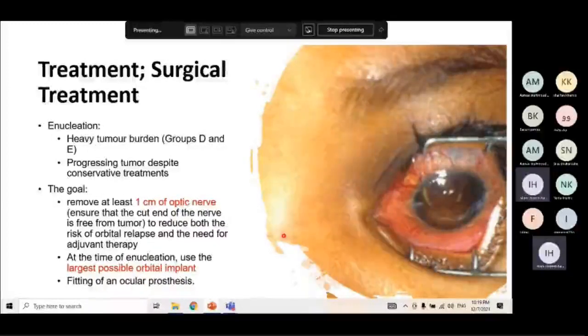And we try to put an orbital implant to compensate for the size of the removed globe, because remember, we remove the eye in a young child, and the orbital implant will replace that volume and help the growth of the face, because if you do not put this implant, there may be hemifacial hypoplasia. So this half of the face may not grow like the other side. And then we go for fitting an ocular prosthesis to maintain the aesthetic appearance, okay?